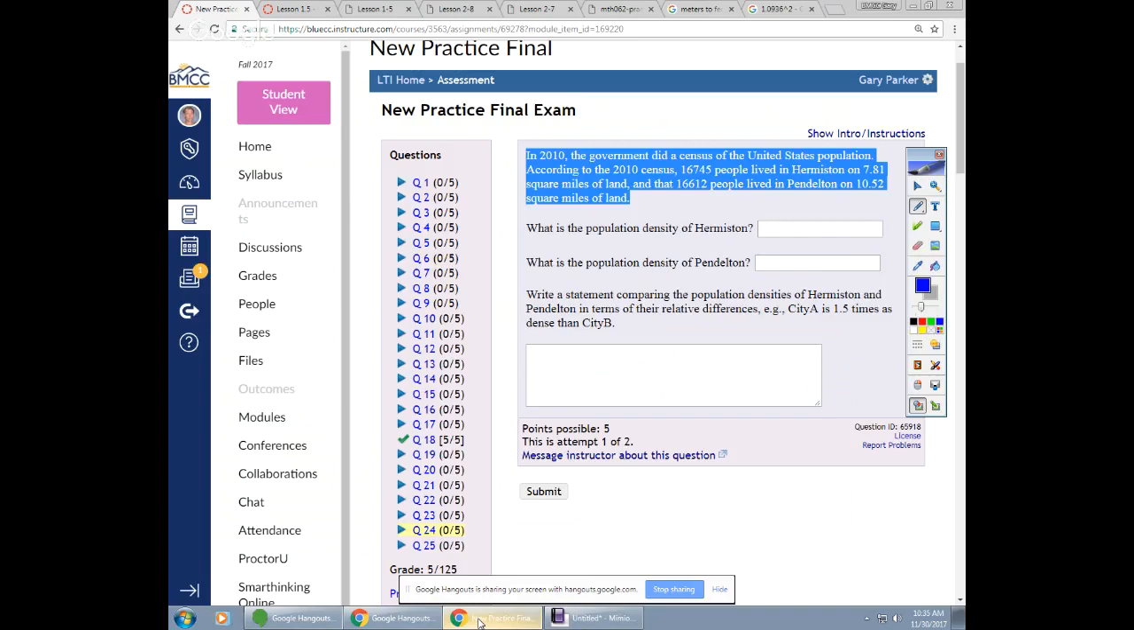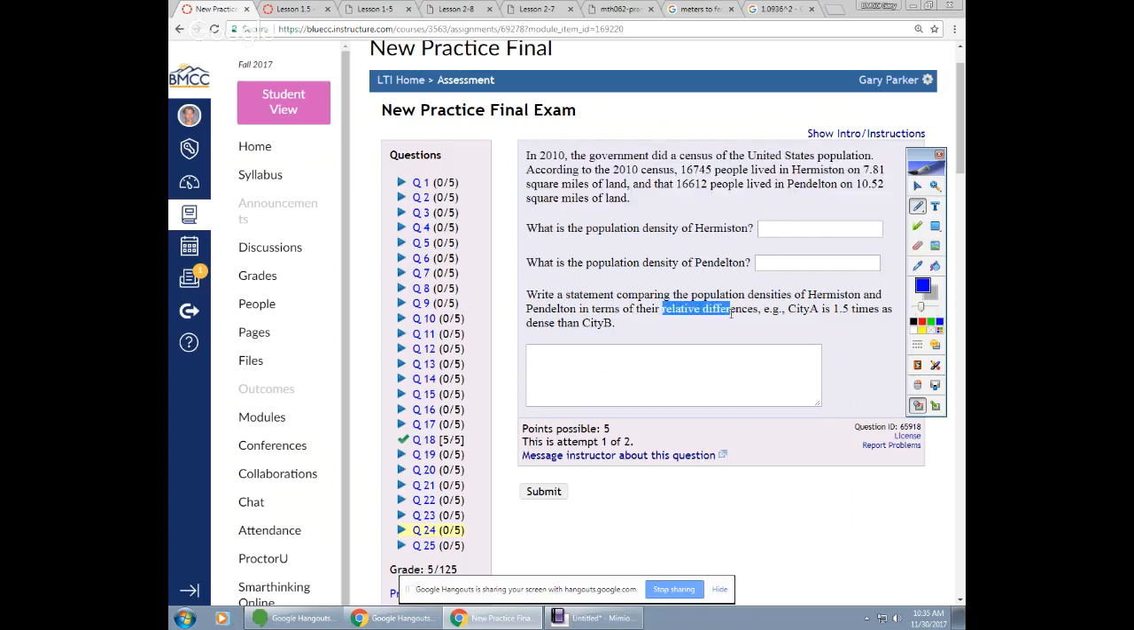The question is, I want you to write a statement comparing the densities of Hermiston and Pendleton. We want to talk about relative change, percent change. In terms of percent change, how much more dense is one city than the other, or how much less dense is one city than the other. So do a calculation, write a sentence, and then I'm going to put up a couple of sentences and we'll talk about it.